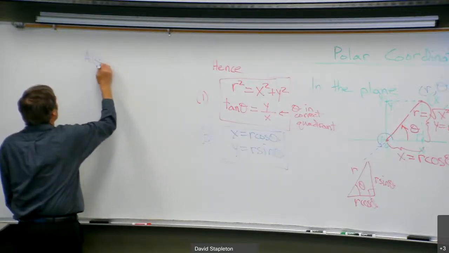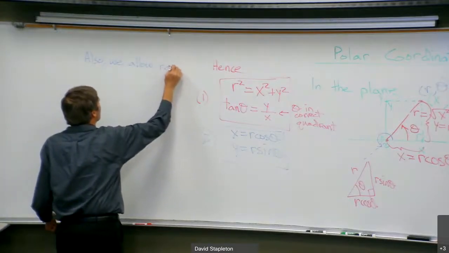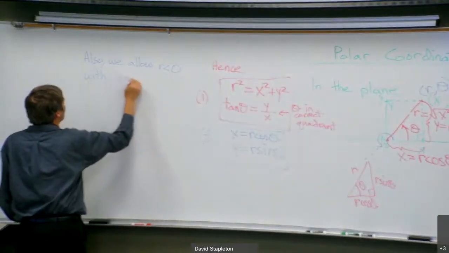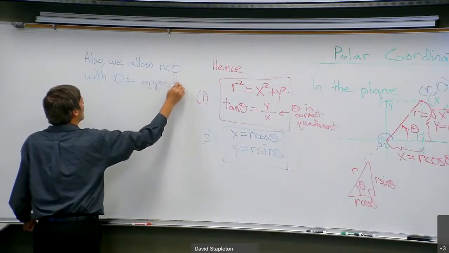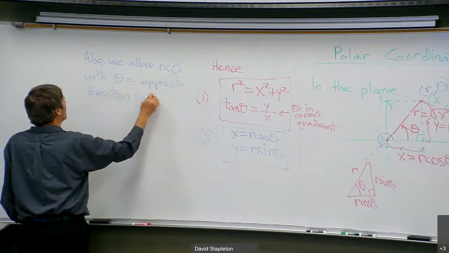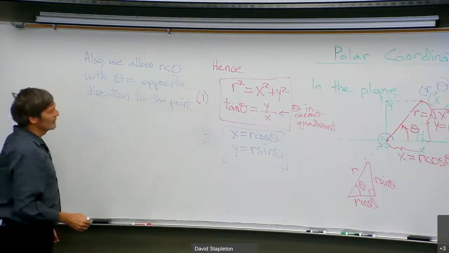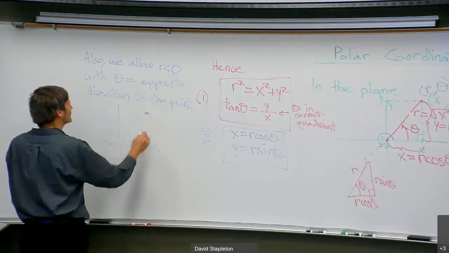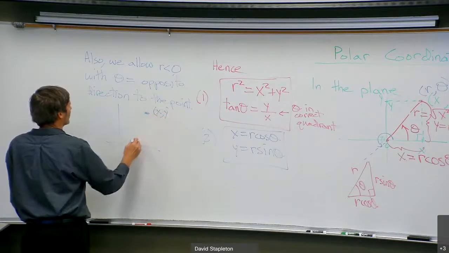Also, we allow r less than 0, with theta equal to the opposite direction to the point, to identify a point. In other words, suppose it's a first quadrant point again, just for simplicity. I have this point x, y in rectangular coordinates.